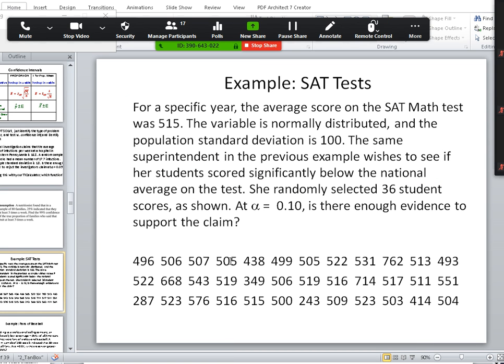Next, Chris, go ahead and read for us. For a specific year, the average score on the SAT math test was 515. The variable is normally distributed, and the population standard deviation is 100. The same superintendent in the previous example wishes to see if her students scored significantly below the national average on the test. She randomly collected 36 student scores as shown, at alpha equals 0.10. Is there enough evidence to support the claim?